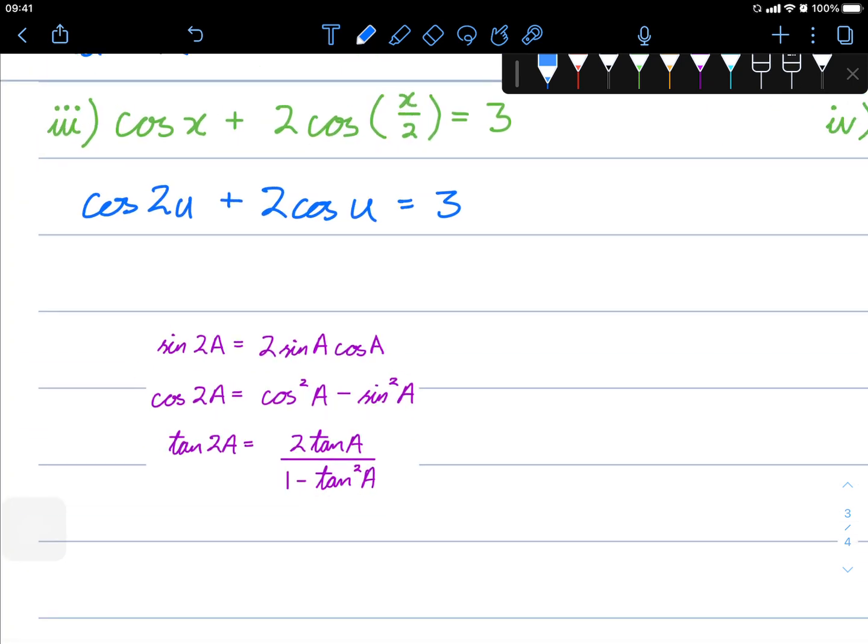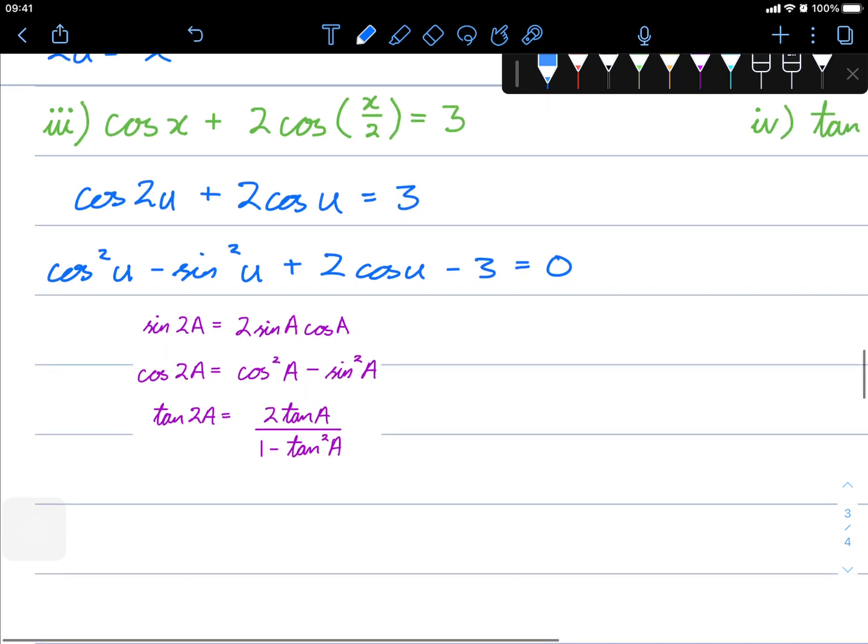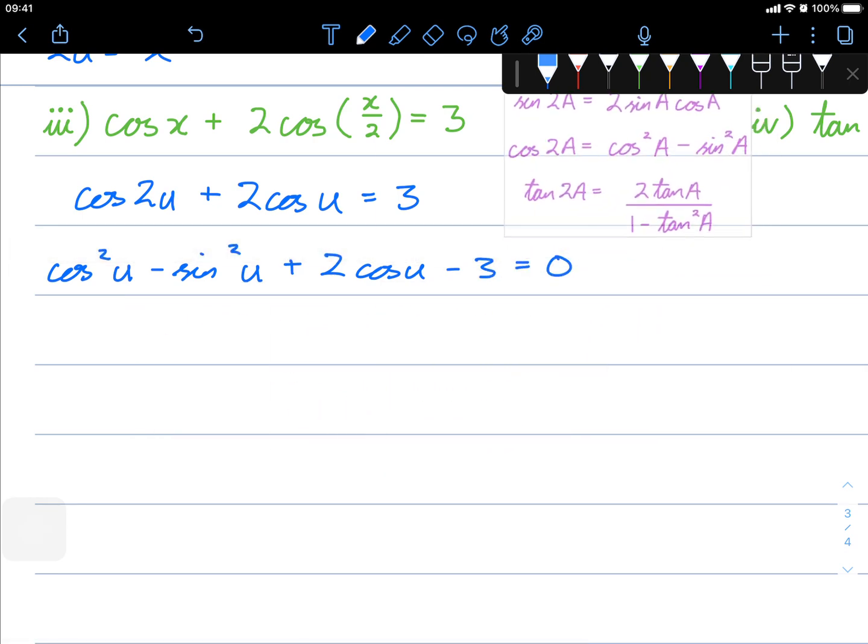So cos 2u becomes cos squared u minus sine squared u plus 2 cos u. Just to prepare for later, because it's easier if we let everything equal 0 and just factor from there, I'm going to move the 3 over to make it negative, and we're left with this equation here.